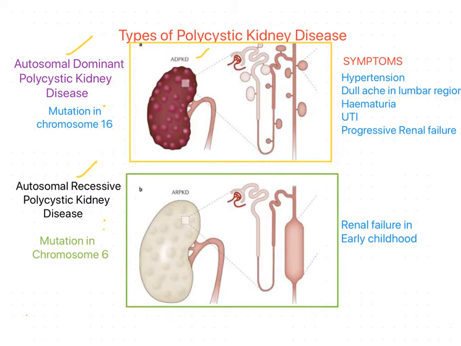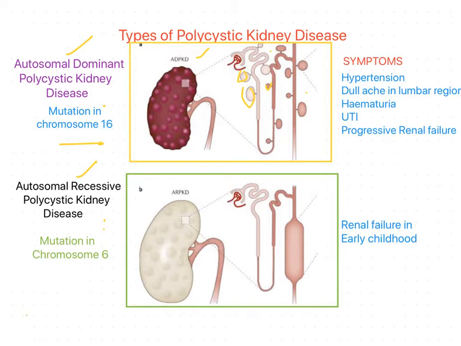We already know that this is a genetic disorder. Here, a mutation occurs in chromosome 16. In this condition, the cysts arise from all parts of the nephron. Here you can observe the cysts arising from the proximal convoluted tubule, loop of Henle, distal convoluted tubule as well as the collecting tubules, varying in size from tiny cysts to 4 to 5 centimeters in diameter.